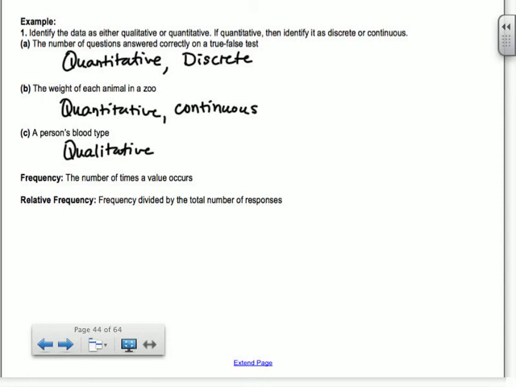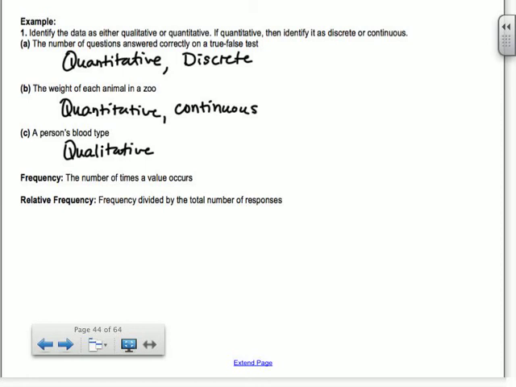All right, so frequency is the number of times a certain value occurs. So if we talk about the true-false test, if I give you a 10 question true-false test, there's going to be several of you that are going to get 8 correct. That would be the frequency. So let's say 5 of you got 8 correct, the frequency would be 5.